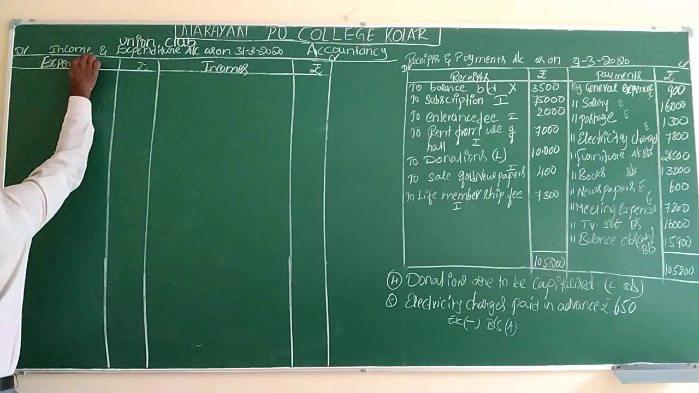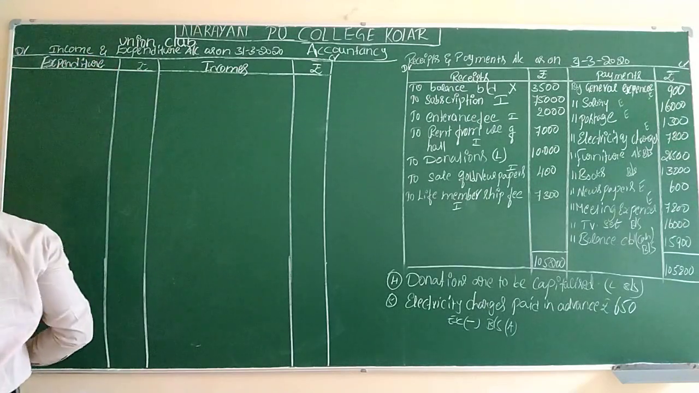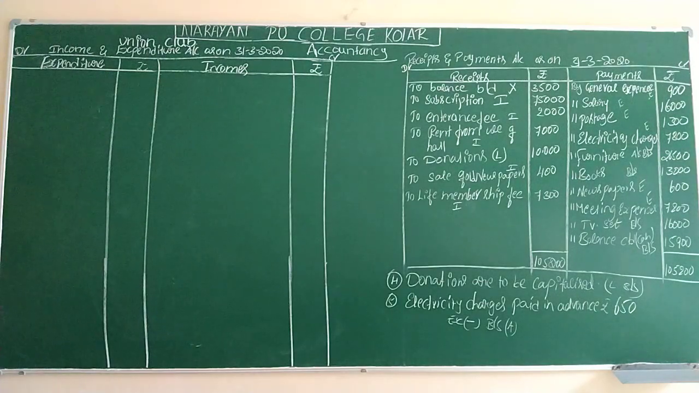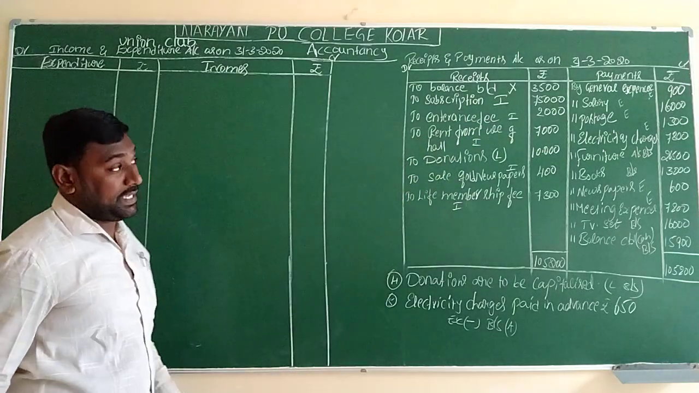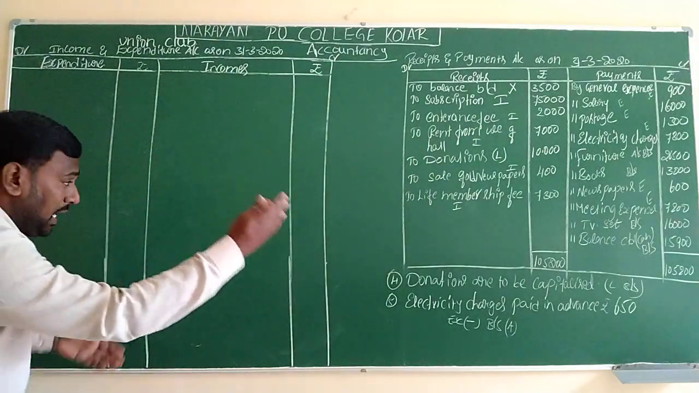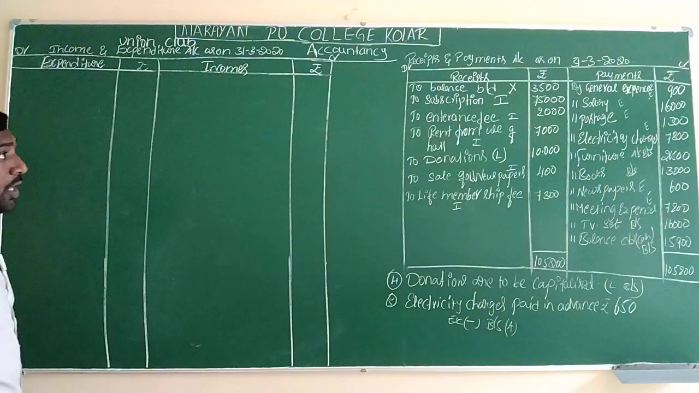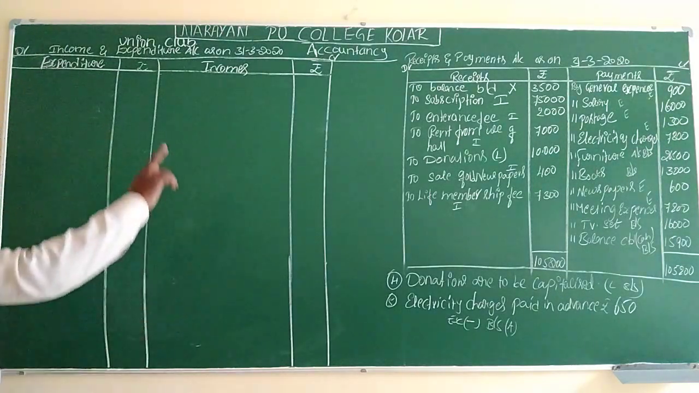Expenditure amount and income amount. These are the columns for preparation of the income and expenditure account of Union Sports Club. The information is given clearly, and we have to mention Union Sports Club. So here, on the expenditure side, we have to record the transactions converted from the payment side. What the transactions are on the payment side will be recorded on the expenditure side. First, the transactions they have given: by general expenses.